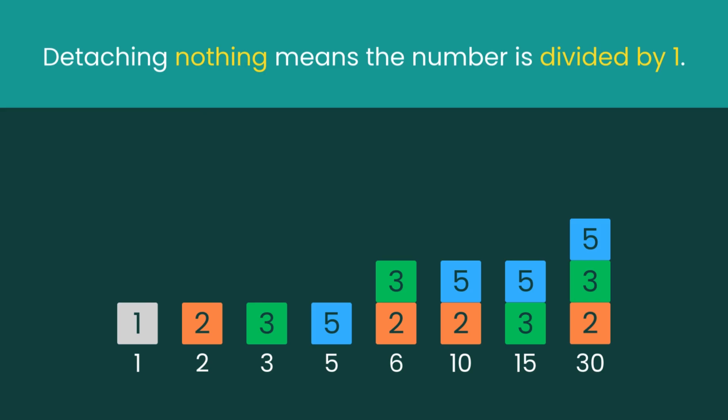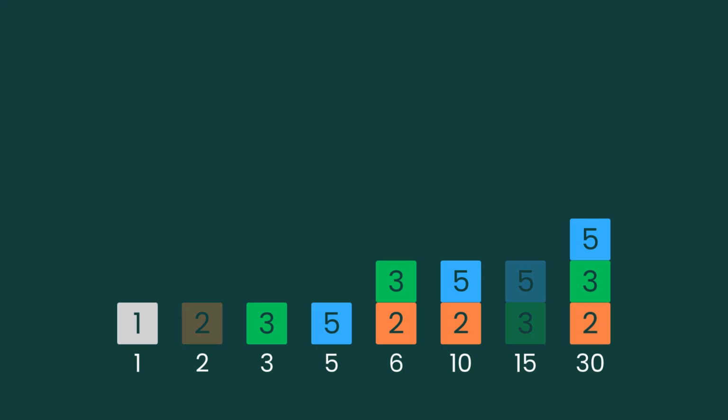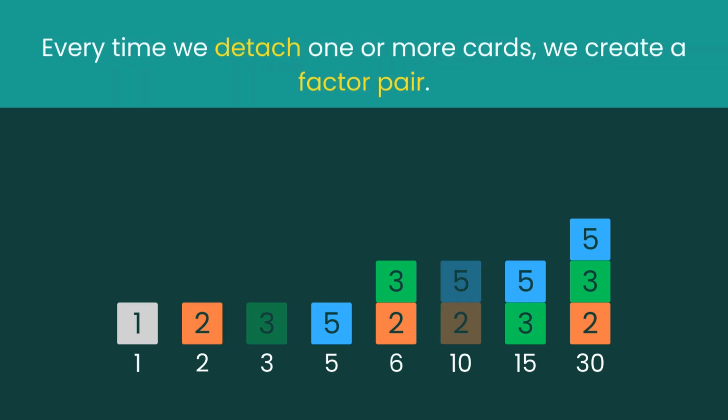Do you notice something? Pause and think about it for a moment. Great observation! Every time we detach one or more cards, we create a factor pair. The cards we detached are one factor. The remaining product is the other factor. Pretty cool, right? Now that you have built the factors of 30, let's try to build the factors of 8 using the same method. Take a moment to find all its factor pairs.